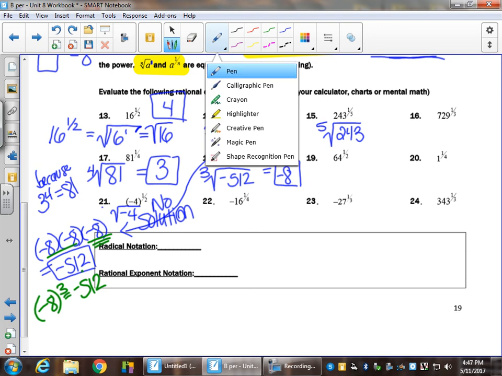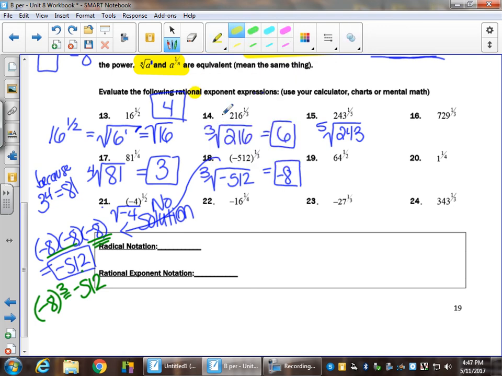So I'm actually going to highlight this to make it stand out. This, that's okay. That had an answer. I can take the odd root of a negative. This was no solution because I cannot take the even root of a negative. Odd root, yes. Even root, no. That will come with practice.